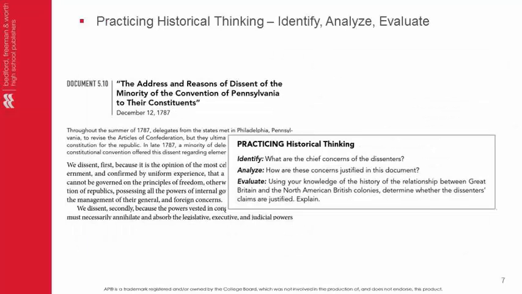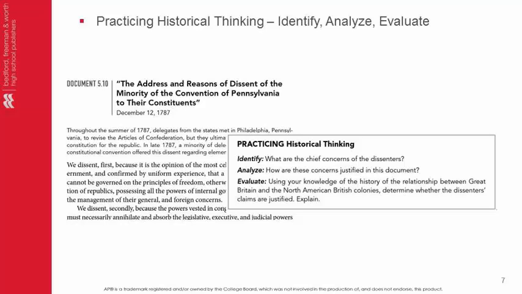Practicing Historical Thinking sections give students the tools they need to identify, analyze, and evaluate each source. Identify questions ask for basic information about a document. Analyze questions require students to draw appropriate inferences and logical conclusions about a document. And evaluate questions then require students to make an informed judgment about a document. With each document, the authors provide students the opportunity to practice the skill of analyzing historical sources.